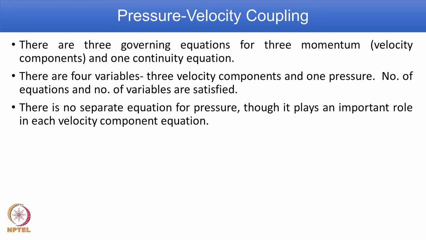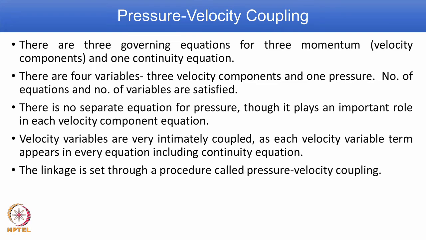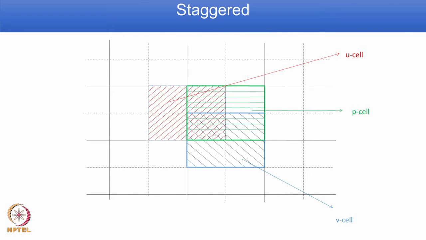Though pressure appears in each momentum equation, there is no separate equation for pressure, and the pressure derivative plays an important role in each momentum equation. However, velocity terms appear in each equation and they are strongly coupled. So, the linkage between pressure and velocity through these 4 equations is established by a procedure known as the pressure velocity coupling procedure. In this particular class we are going to look at a scheme called the SIMPLE scheme.